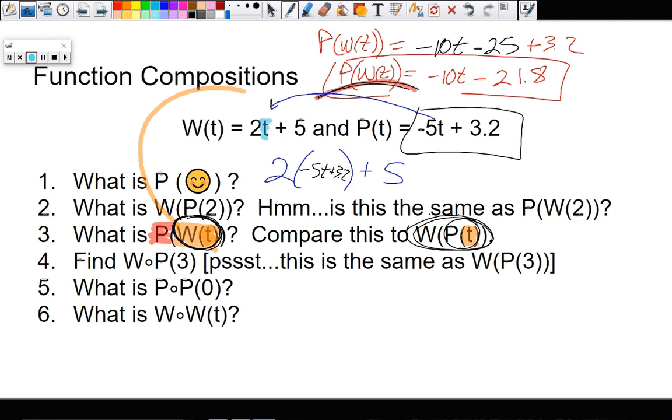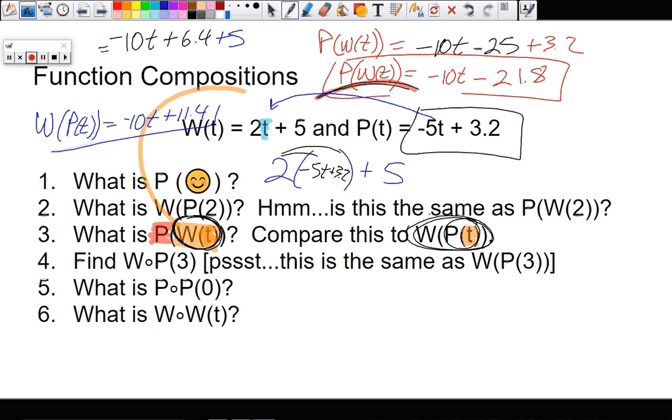Questions? So let's distribute. We have a negative 10t, we have a positive 6.4, and we're still adding that 5. And if I add it together, just like Emily was saying back there, W of P of t will equal a negative 10t plus 11.4, because it's all simplified and put together. Questions? All right.